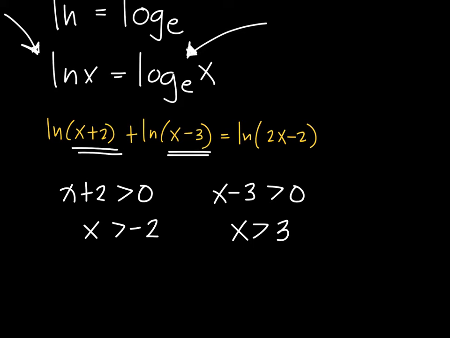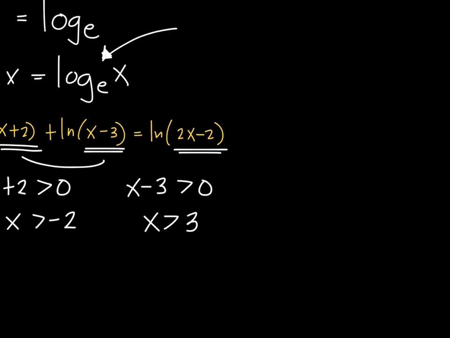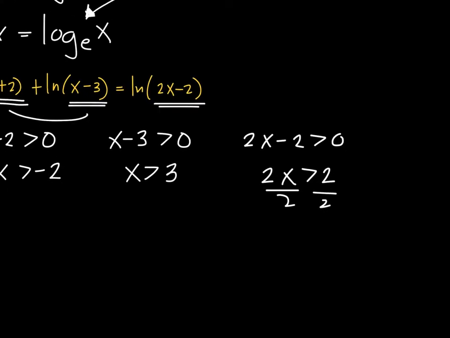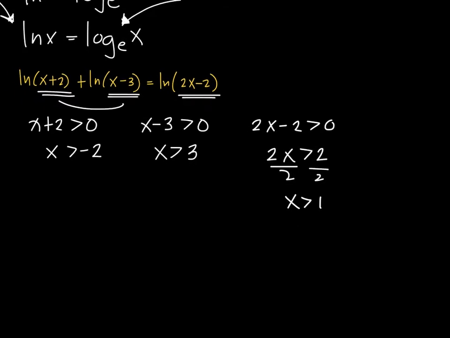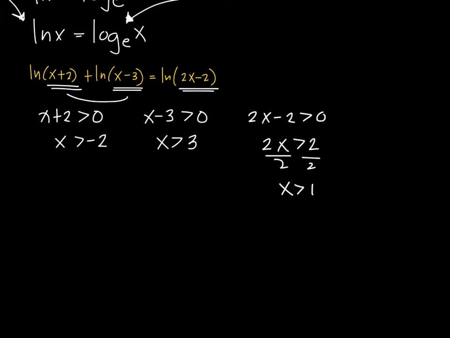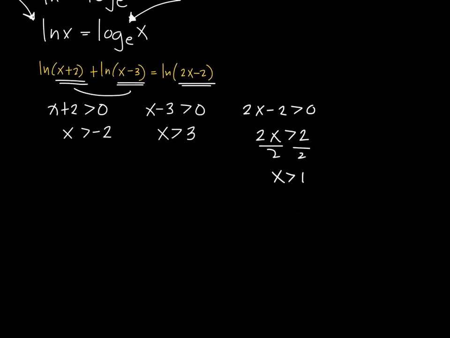As we combine all the restrictions, we can see that the domain of the expression is getting smaller. If we also add 2x minus 2, that means 2x minus 2 must be greater than 0, so 2x is greater than 2, or dividing by 2, x must be greater than 1. So these are the three things that you have to consider even before you start solving the logarithmic equation.